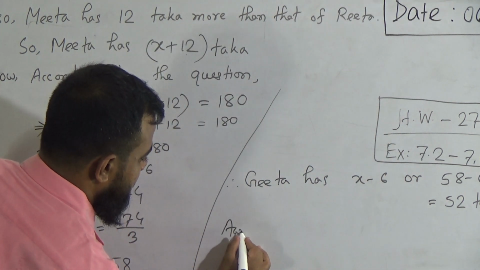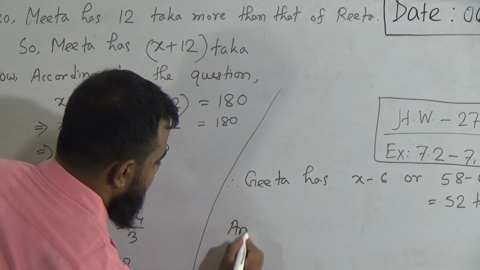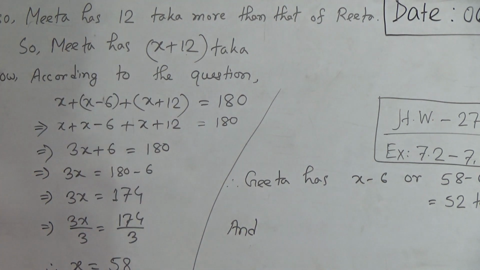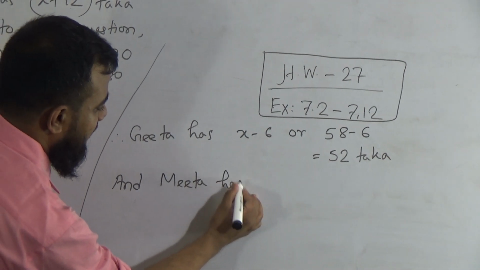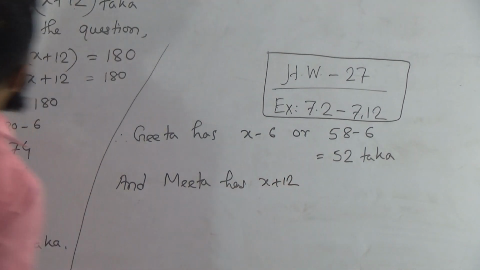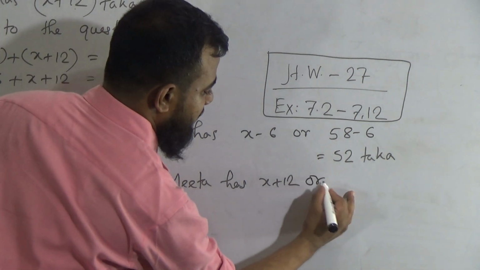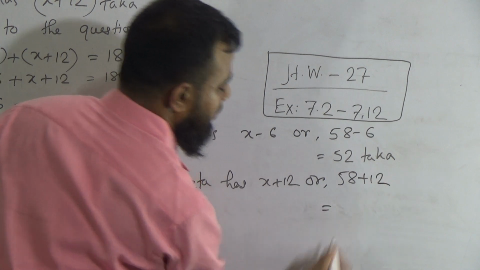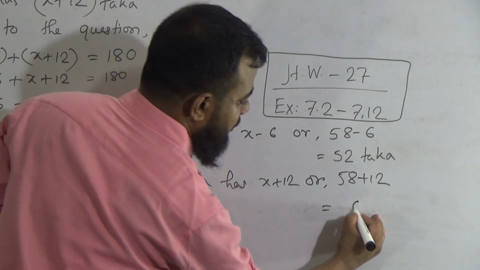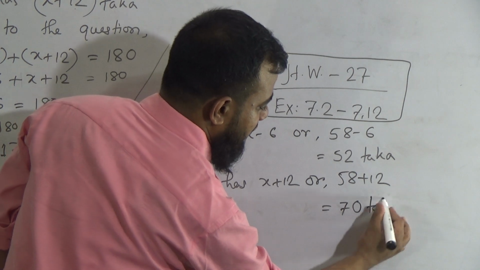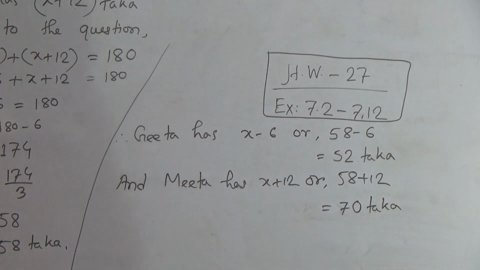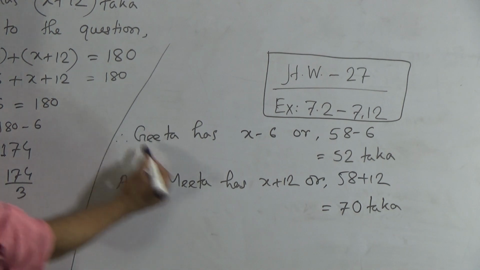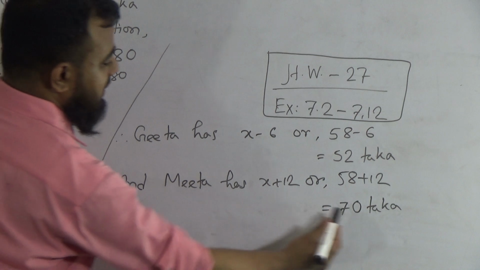And we need to find out also the amount of Mita. Mita has x plus 12. The value of x is 58. 58 plus 12, that's equal to how much? It's 70 taka. That means our answer will be Rita has 58 taka, Geeta has 52 taka, and Mita has 70 taka.